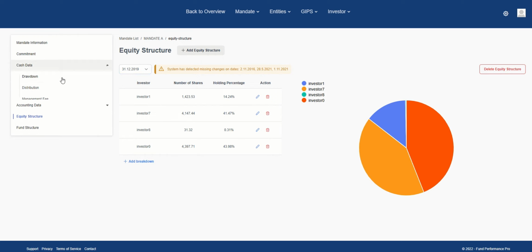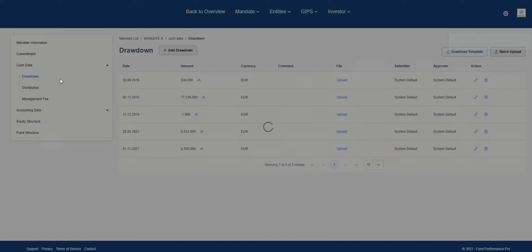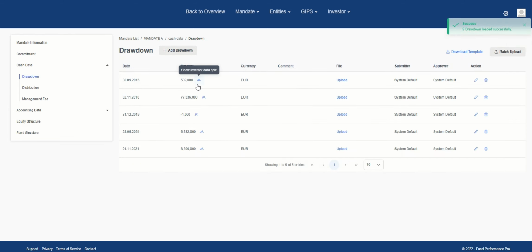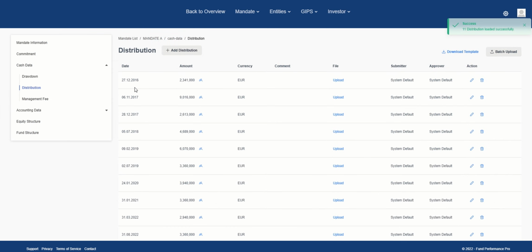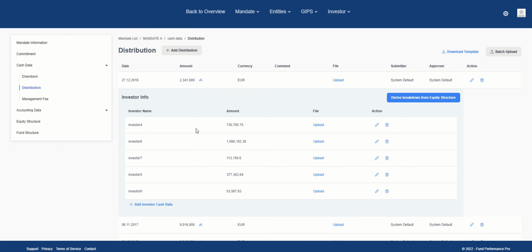Additionally, regarding the cash information of the entire fund, for example, if there are dividends, they are definitely distributed to all investors. This will also be reflected here, showing how the total amount is allocated among each investor.